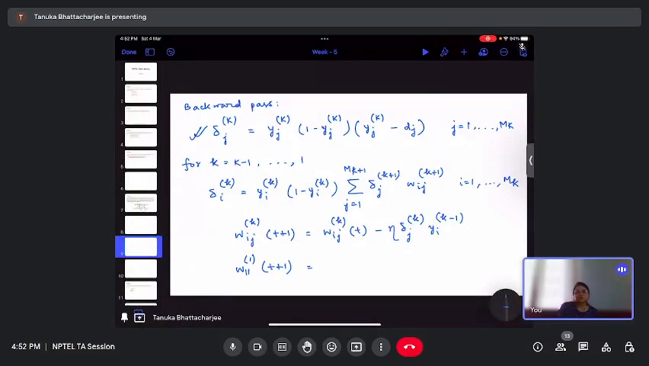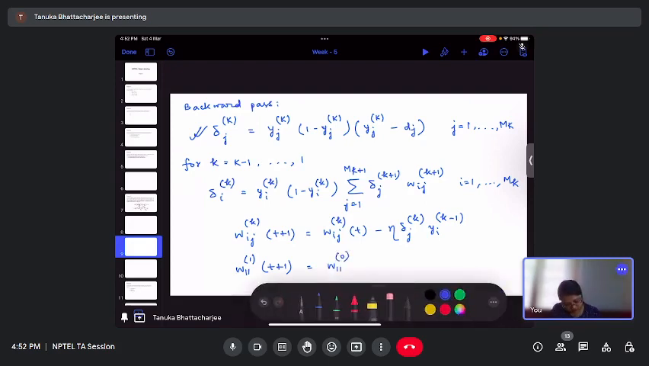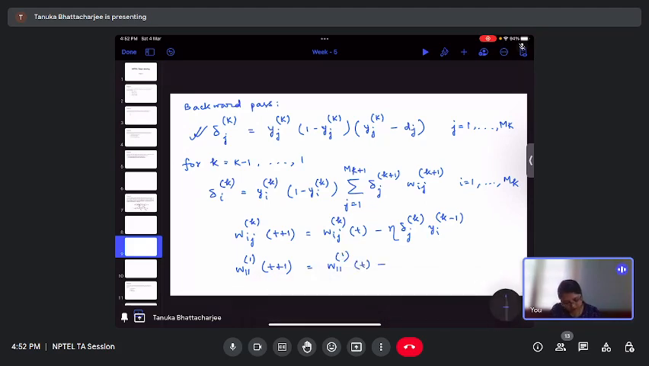So here we want to compute the W111 update. So that will be equal to W111 only at the t-th iteration minus eta times delta 11 times y10, right. So you need to compute delta 11. That's why I did the simplification of this equation, to see which delta you need to compute to get the weight update for the particular weight we want to compute. So you want delta 11.